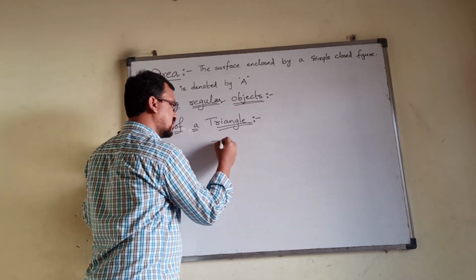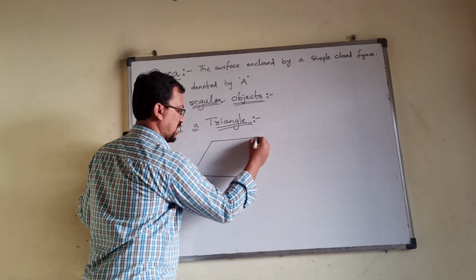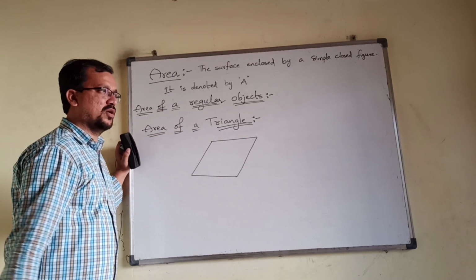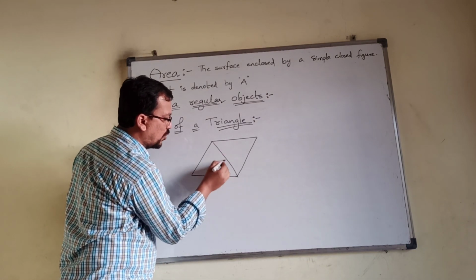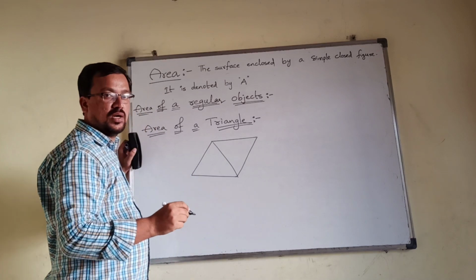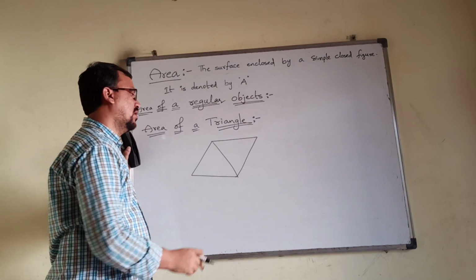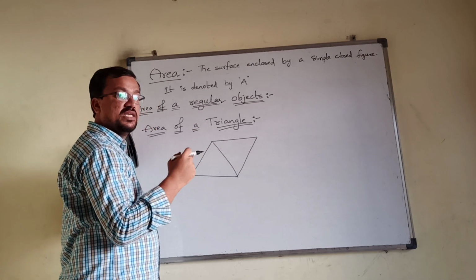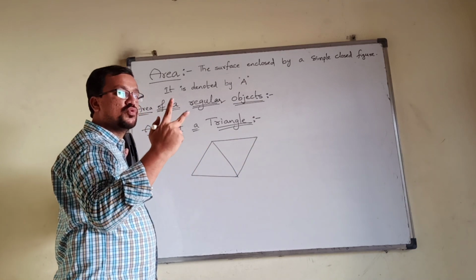Do you know a parallelogram? Once again I am taking a parallelogram. This is a parallelogram. In this parallelogram, the line joining the opposite vertices will be called a diagonal. A diagonal divides the parallelogram into two equal parts.